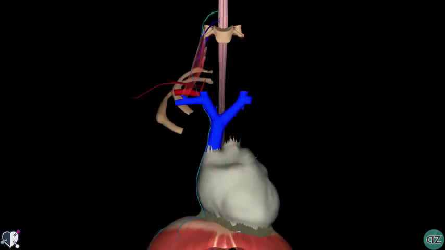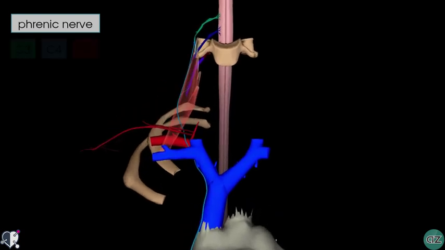Now the other major muscular branch of the cervical plexus is the phrenic nerve. I've switched over to a nice model here which illustrates the origin of the phrenic nerve and its path to innervate the diaphragm. The phrenic nerve arises from the anterior rami of nerve roots C3 to C5.